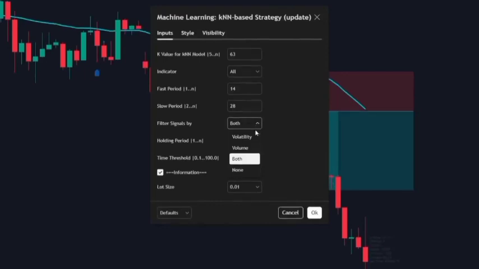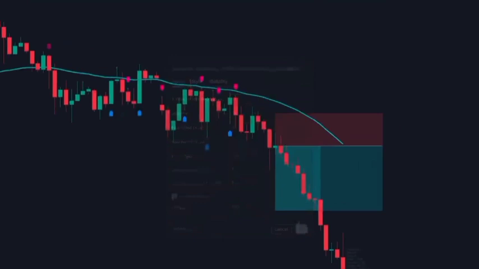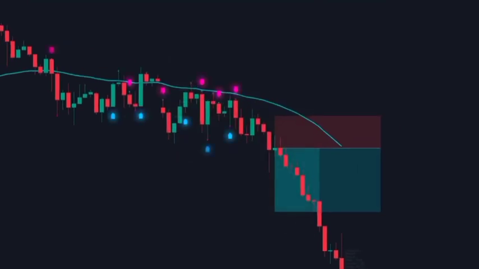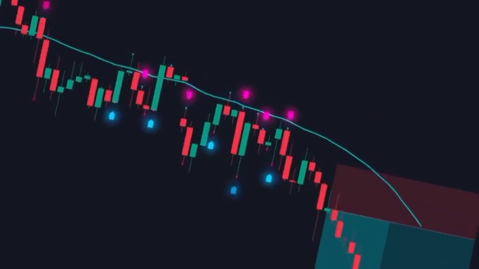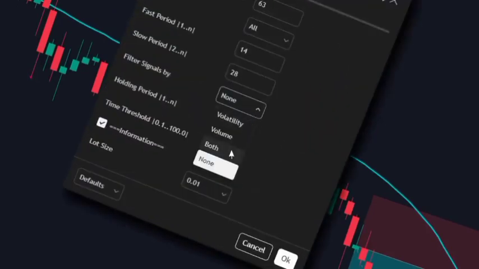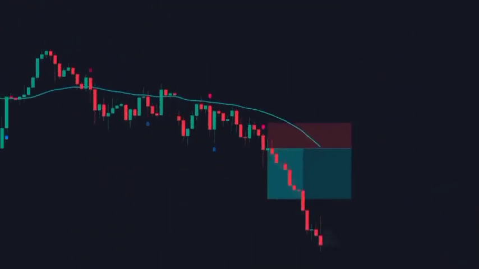Let me show you what happens if I set this to none. You'll notice there are a lot more signals now being displayed on the chart, and quite a number of these signals are not good at all. So I would recommend leaving it on both to keep your chart clean and your signals reliable.